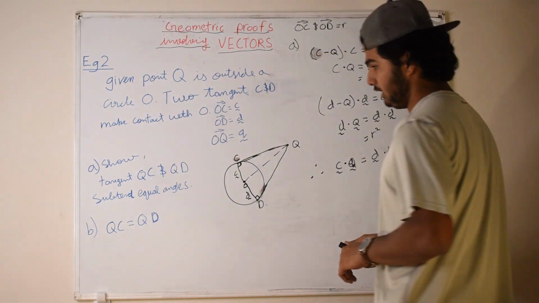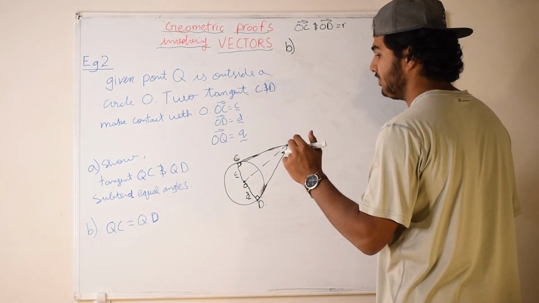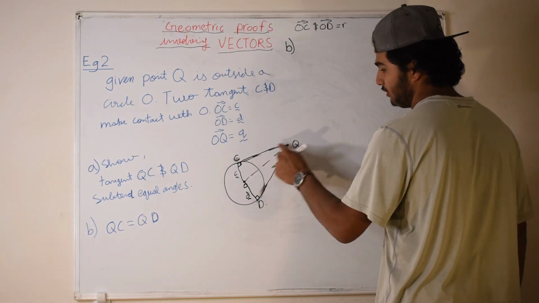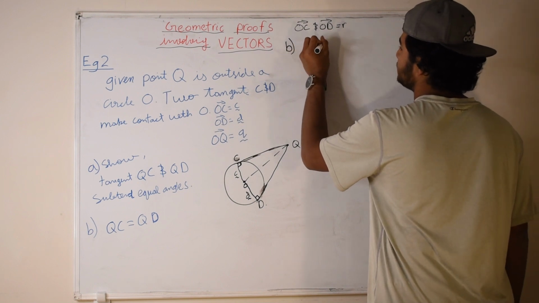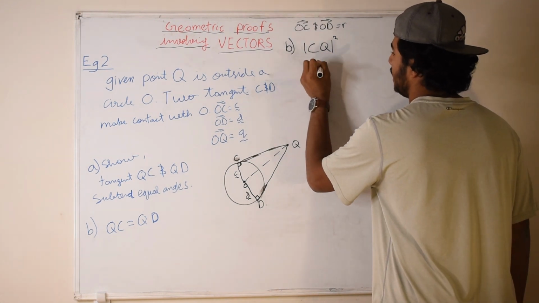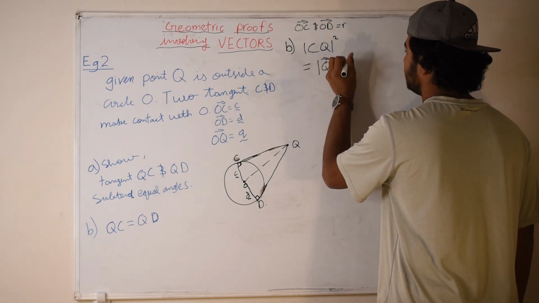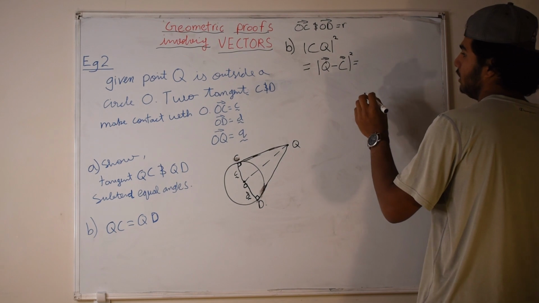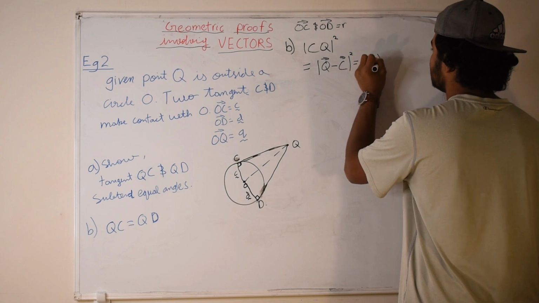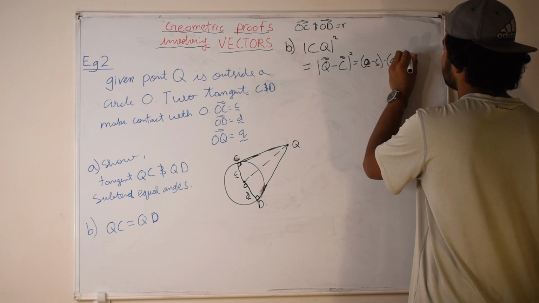Next step, let's do B over here. To do B, one thing I will do is we need to consider the length of CQ. So to find the length of CQ, and we're going to square it, the length of CQ squared would then be Q minus C all squared, which in this case is Q minus C dot Q minus C over here.